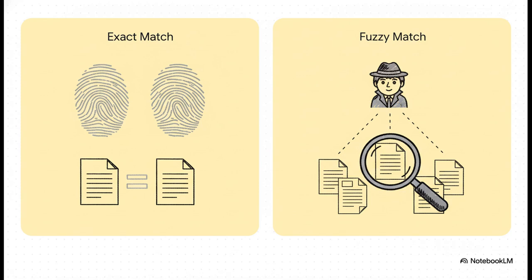Okay, but not all duplicates wear the same disguise. You've got your exact match, that's the easy one, a perfect copy. Think of it like two identical fingerprints at a crime scene. But then you have the fuzzy match. And this one is way, way sneakier. This is like a suspect using multiple aliases, similar but not identical, entries that are secretly the same person.